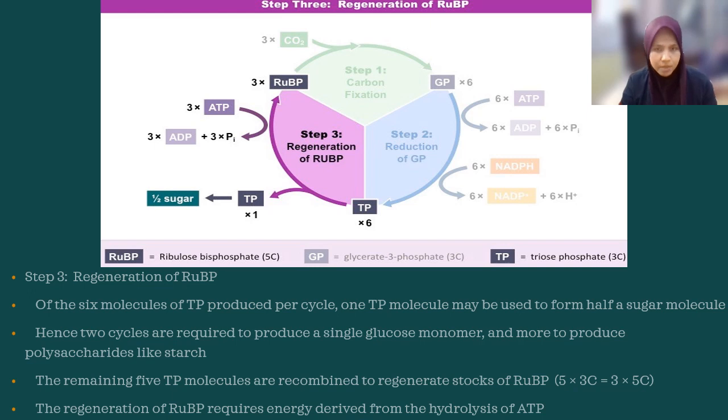And the last step in the Calvin cycle is the regeneration of the RuBP. In this Calvin cycle, 2 cycles are required to produce a single glucose monomer. If you want to produce a more complex, longer molecule, for example polysaccharides, then more cycles need to be done. The remaining TP molecules that are not used for sugar production will be recombined to regenerate the RuBP.